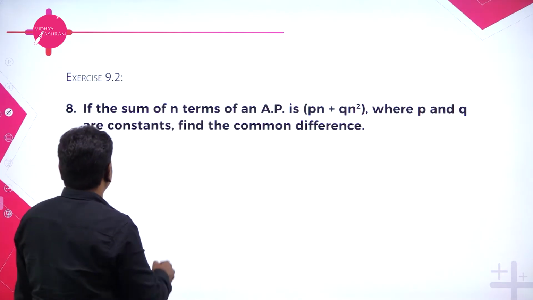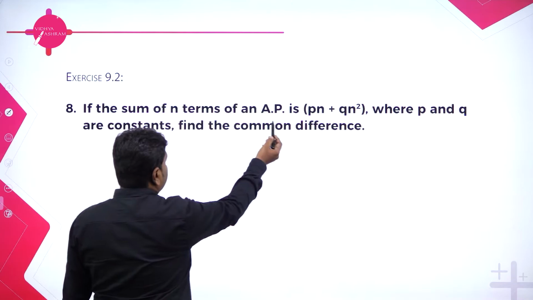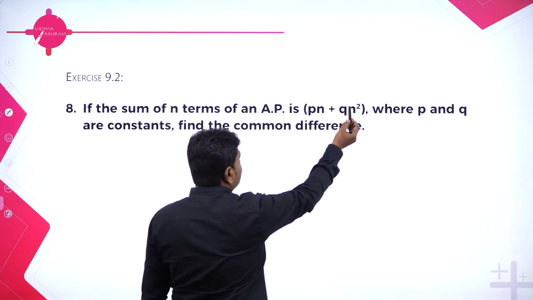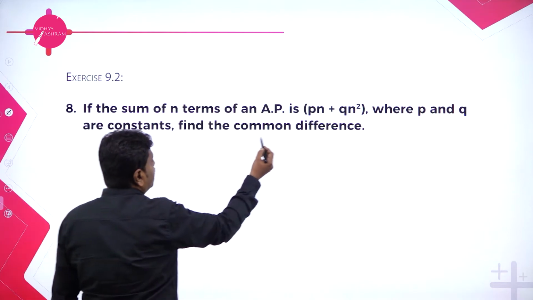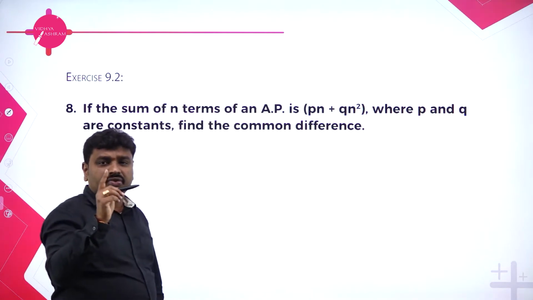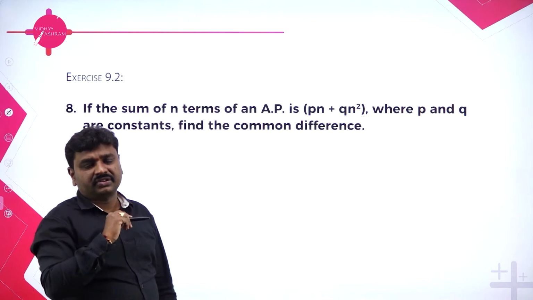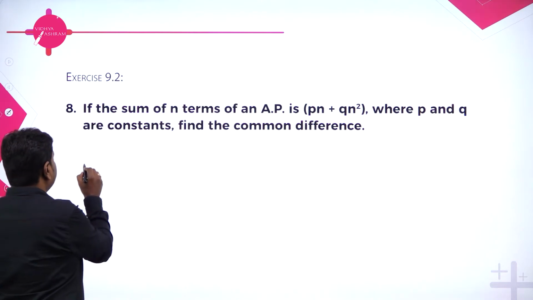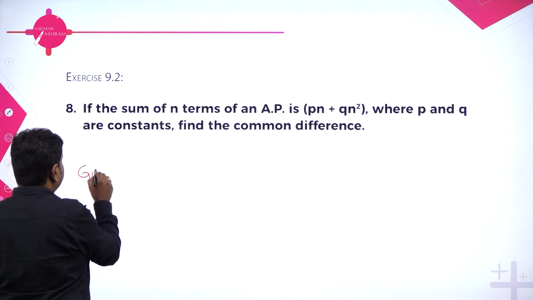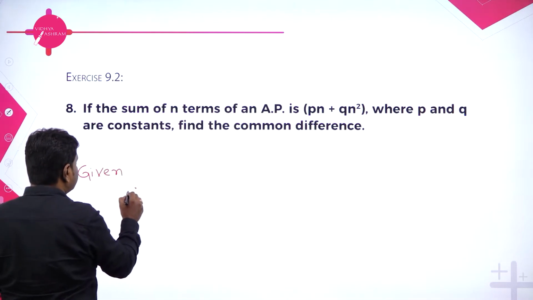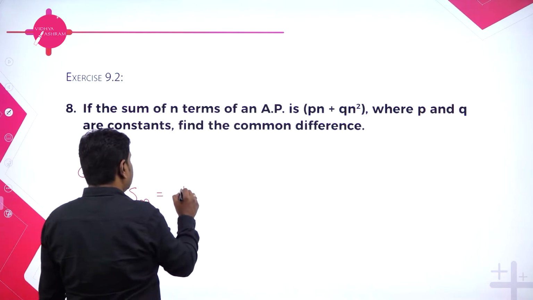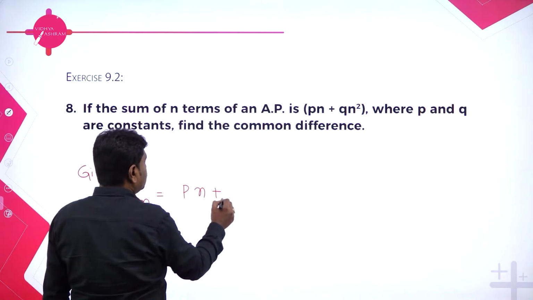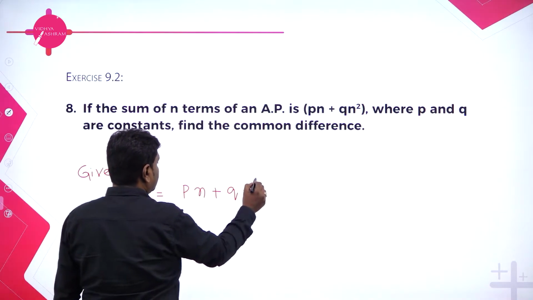Now, if the sum of n terms of an AP is Pn plus Qn square, where P and Q are constants, find the common difference. See, they give the sum of n terms, and they want the common difference. Interesting. So they gave the sum of n terms, means they gave Sn. What is Sn they gave? Pn plus Qn square, whatever is given in the question I wrote.